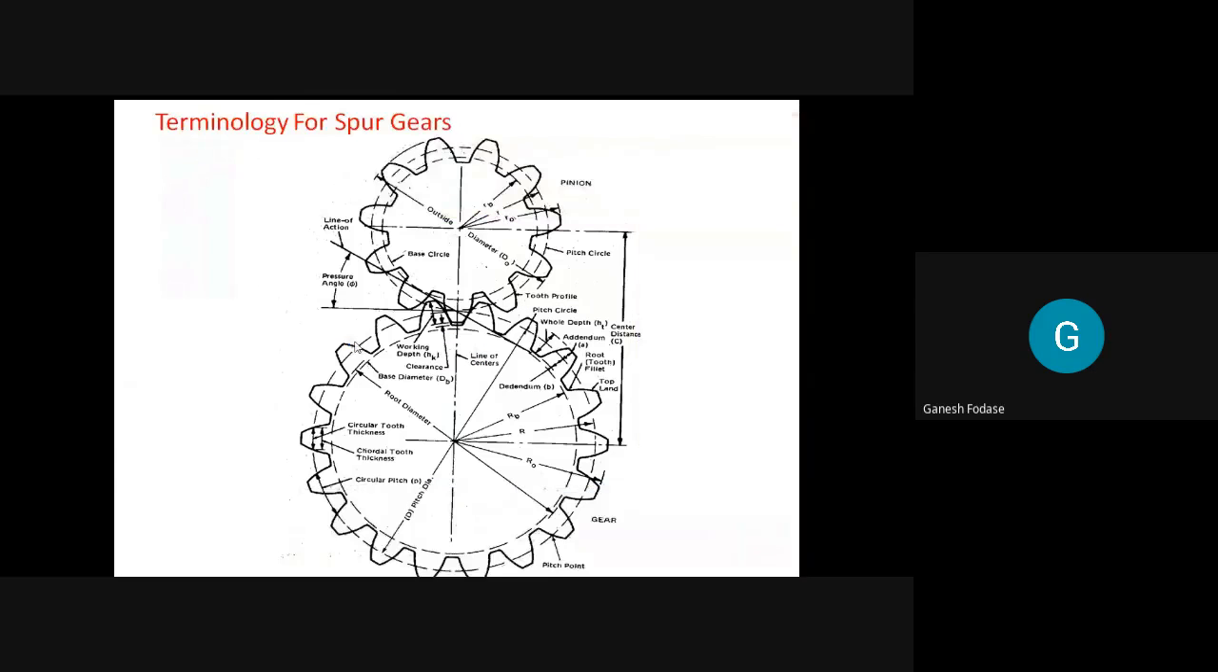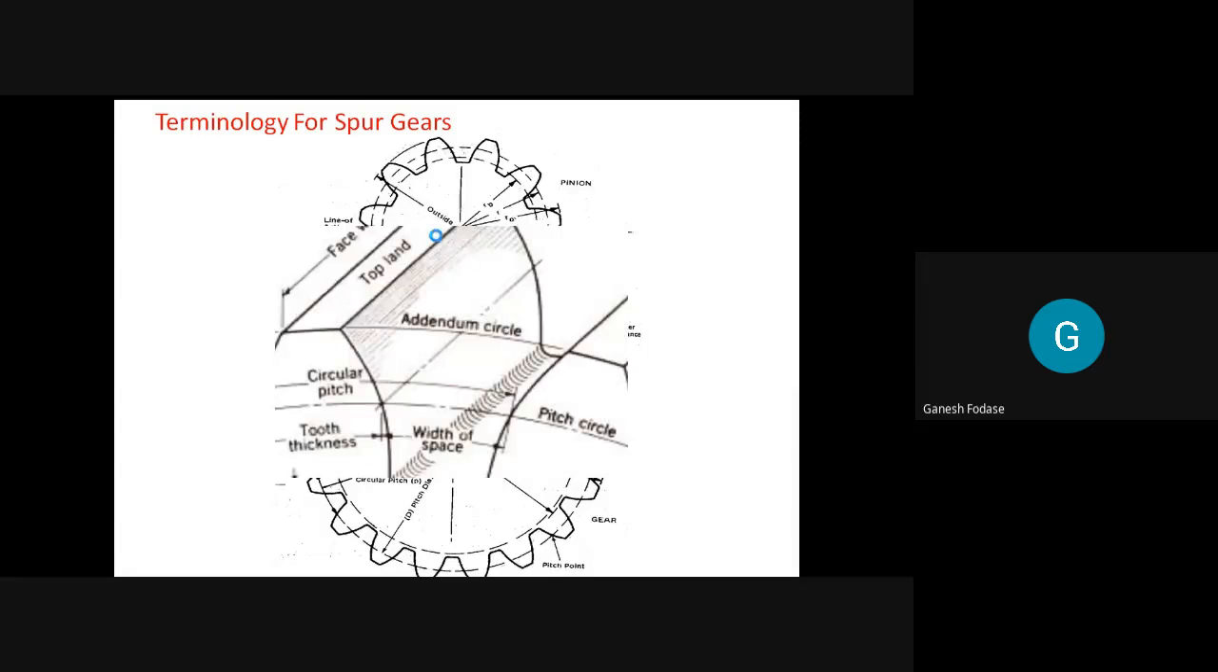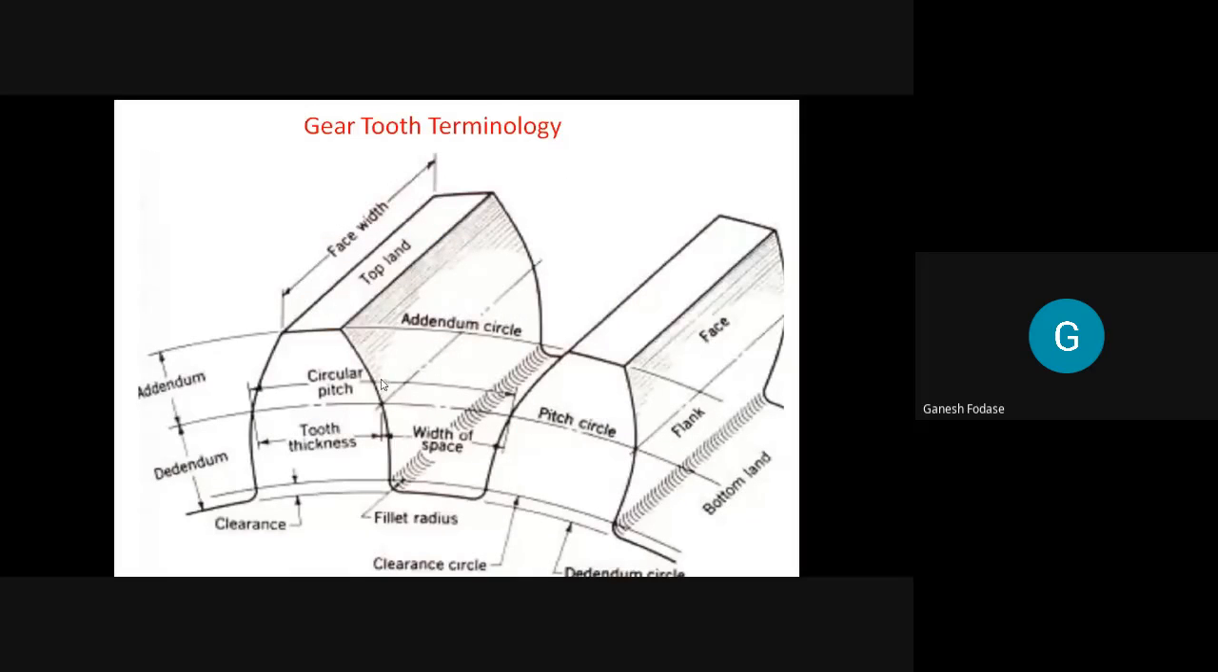Next important topic is terminology of spur gear. In a theory examination or in MCQs, this topic can be asked. So what are the different terminologies that we see for a spur gear? You can see the first important one is the pitch circle. You can see this diagram. The pitch circle is an imaginary circle. You can see this one is the pitch circle, this arrow is visible.